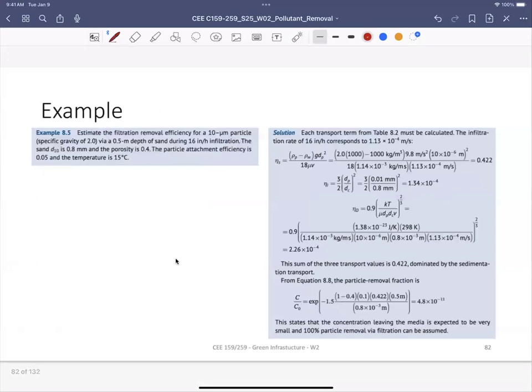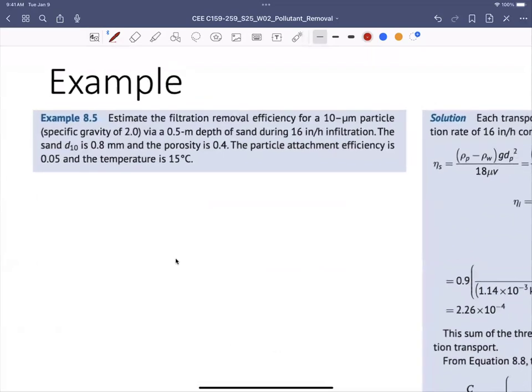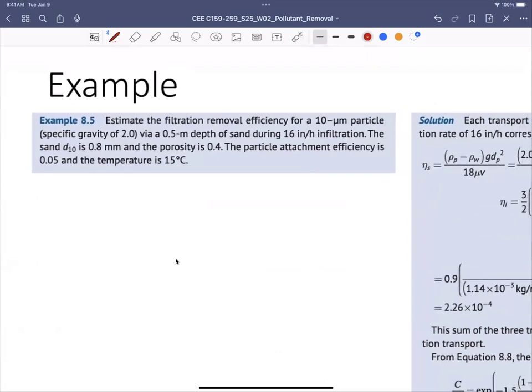So now I encourage you to check the example in the book, where you can use this information to predict the removal in those sand filters. The question here is to estimate the filtration removal efficiency for 10 micron particles with a specific gravity of 2, that means twice as heavy as water, through a 0.5 meter depth sand filter during a 16 inch per hour flow. So what is given is the length.